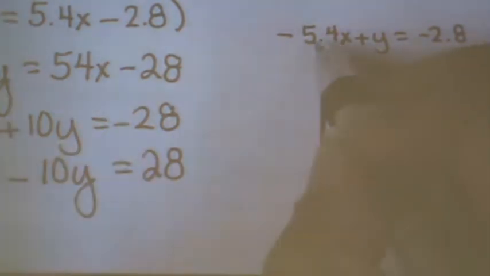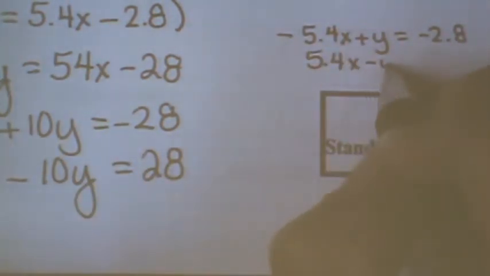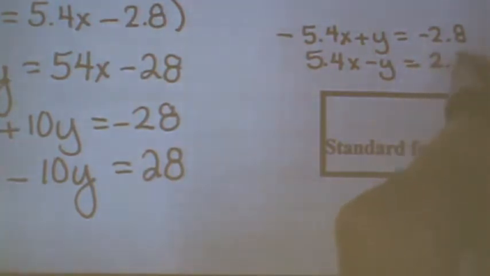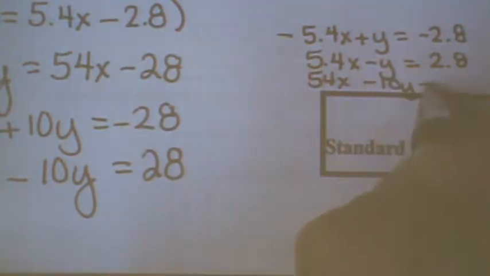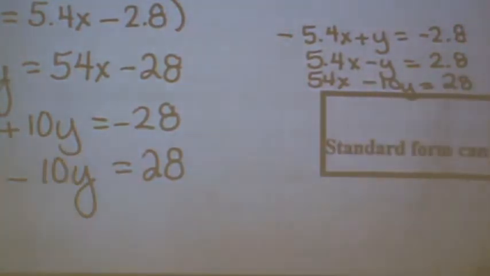Some people will change the sign first. They'll go 5.4x minus y equals 2.8, and then move it over one. So 54x, make this a negative 10y, and then make this a 28. Any way you go about it, it's going to be fine. Because I did it by 5, I have half of what you had, which you still accept, right? Yeah, I would accept it.